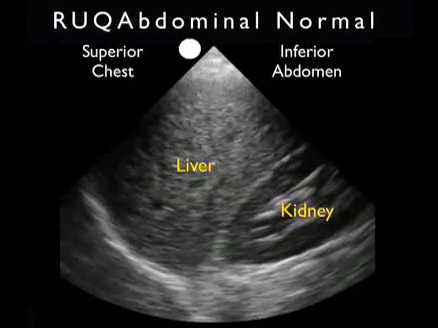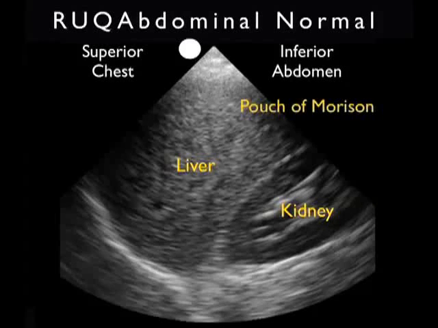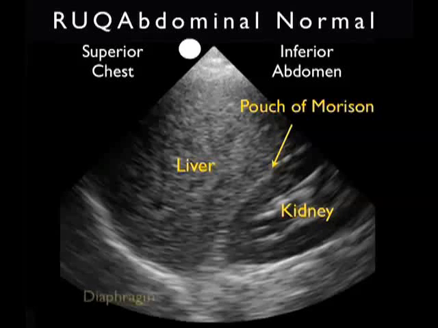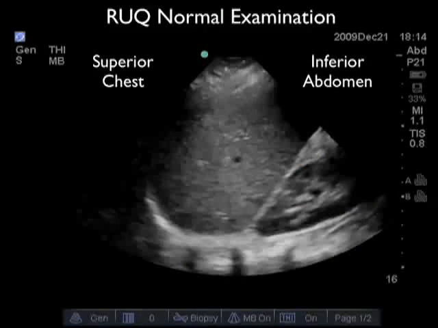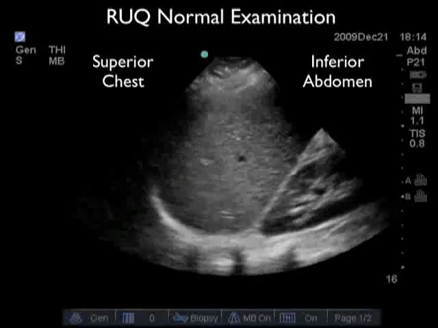Now it's that interface between the liver and kidney that represents a potential space known as Morison's pouch, where we'll be looking for dark anechoic fluid collections. Note here we see a thin white line making up a normal exam and representing the fat within the capsule around the kidney. Notice to the left of the liver we see the white diaphragm that represents the interface between chest and abdominal cavities.